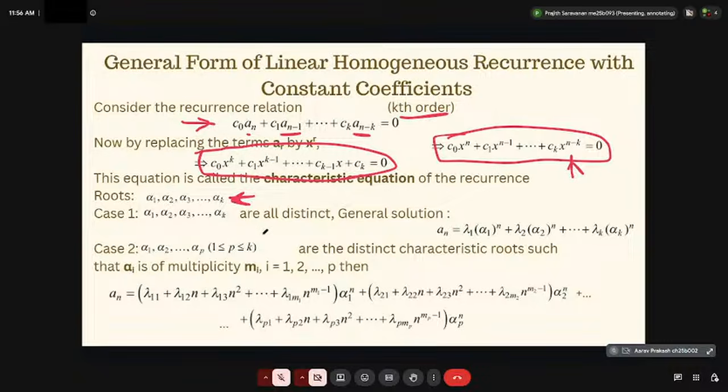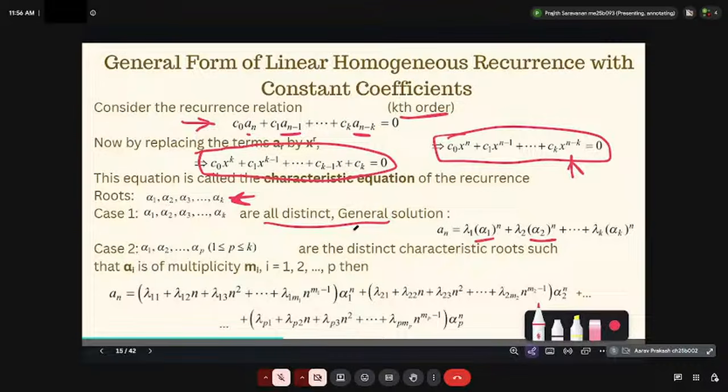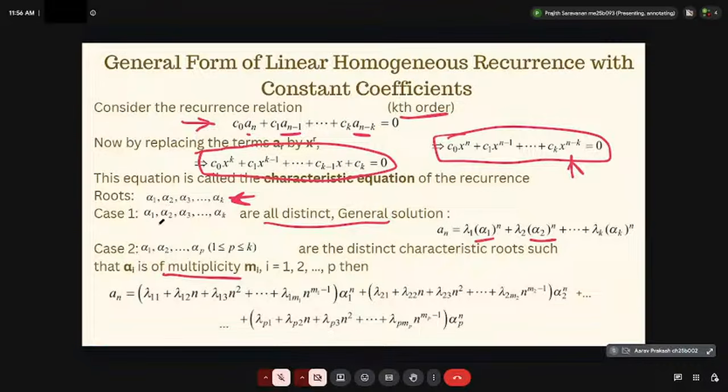Case 1: if all these k roots are distinct, it is exactly the same as your previous method. We write constants multiplied by root power n, constant multiplied by root power n, and simply add them. Very simple. But let's now talk about root multiplicity. If not all roots are distinct, a couple of roots may be repeated m times. For example, if you have an equation whose solutions are 1, 1, 1, 2, 2, 3, 3, 3, then root 1 has a multiplicity of 3, 2 has a multiplicity of 2, and 3 has a multiplicity of 3 again.